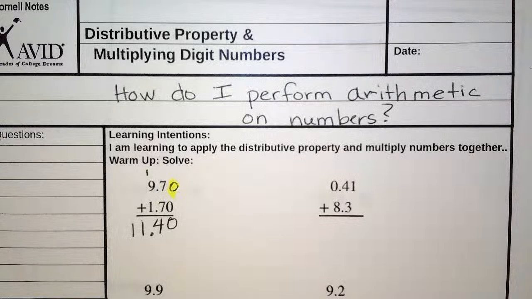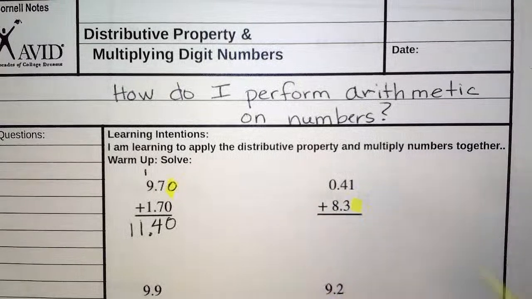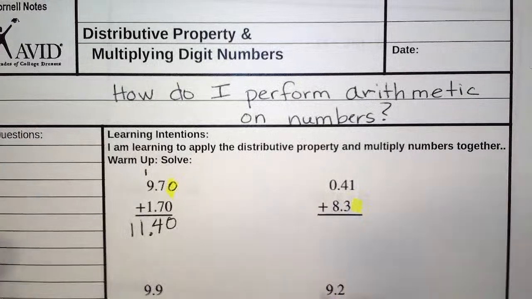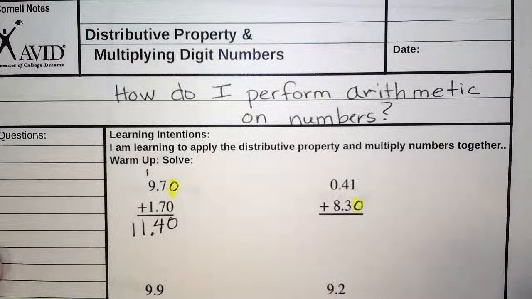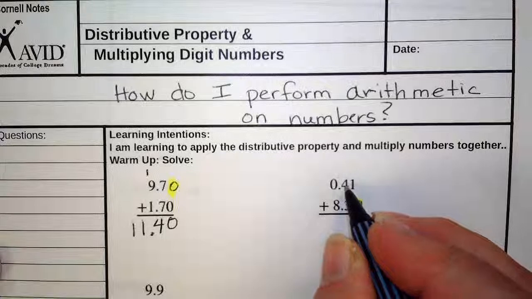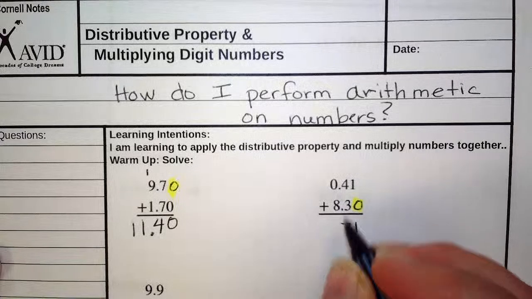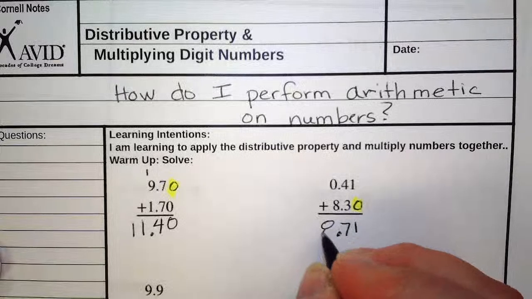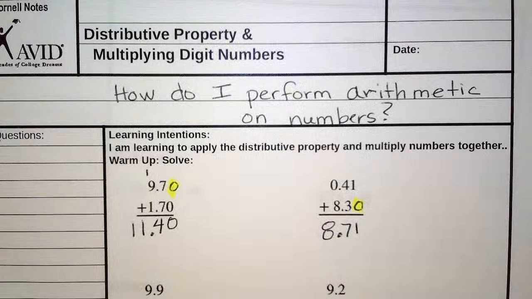What about the next one? Do we have any spot where we need a placeholder? Yes, we do. We need to put our placeholder there. Now we add straight down. 1 plus 0 is 1. 4 plus 3 is 7. Bring my decimal down. 0 plus 8 is 8. So 41 hundredths plus 8 and 30 hundredths is 8 and 71 hundredths.